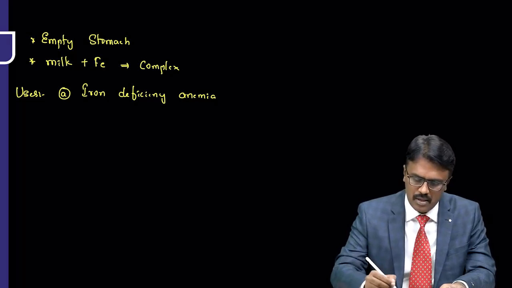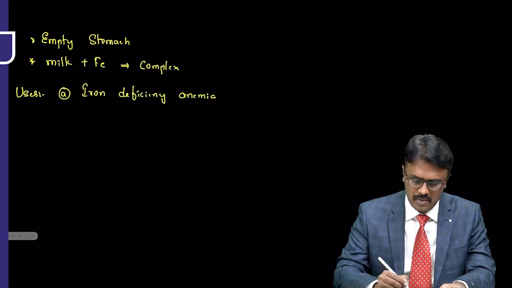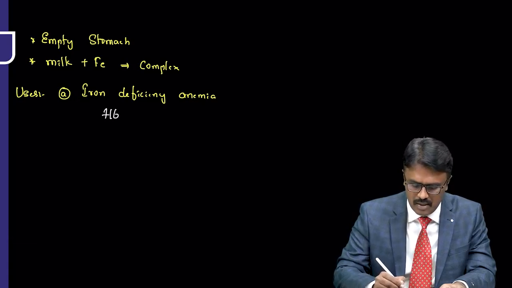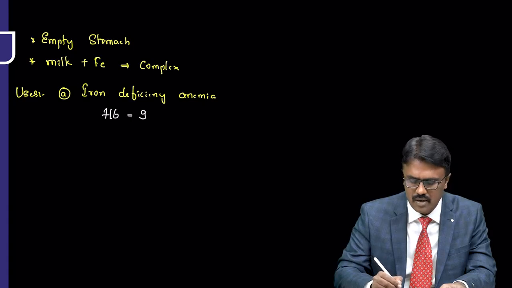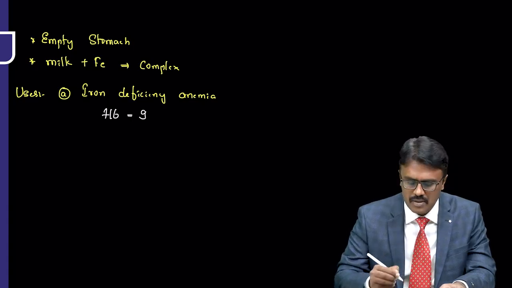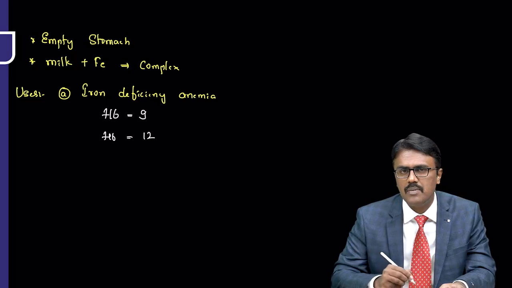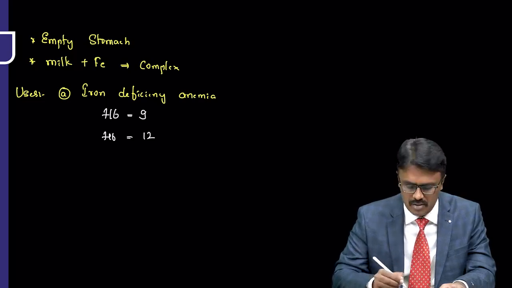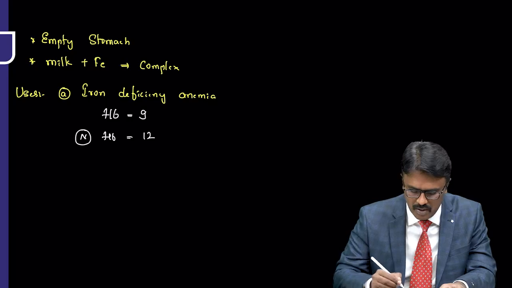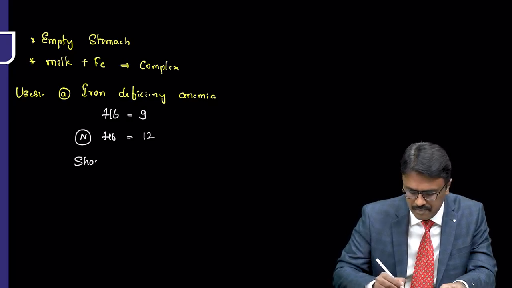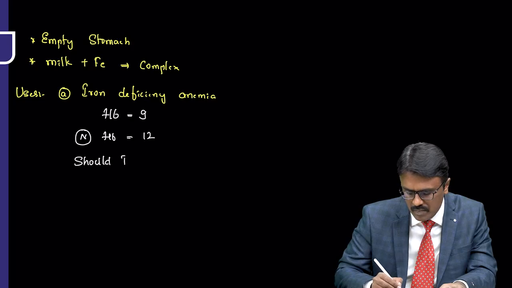Now one important application I want to tell you: suppose the patient has a hemoglobin of only 9, and you start oral iron, and after 3 months the hemoglobin becomes around 12. Should I stop the iron therapy when it becomes normal? When the hemoglobin becomes normal, should I stop iron?